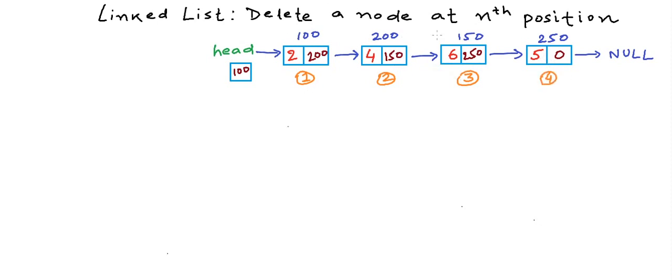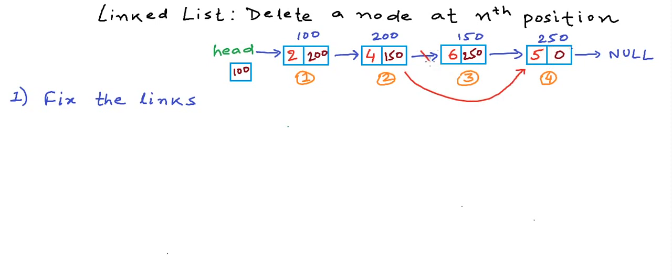When we talk about deleting a node from the linked list, we will have to do two things. First, we will have to fix the links so that the node is no more a part of the list. Let's say in this case we want to delete the node at third position. So we will go to the second node. For the nth node we will have to go to the n-1th node, and we will have to set the link part of the n-1th node as the link of the nth node, which will be the n plus 1th node.